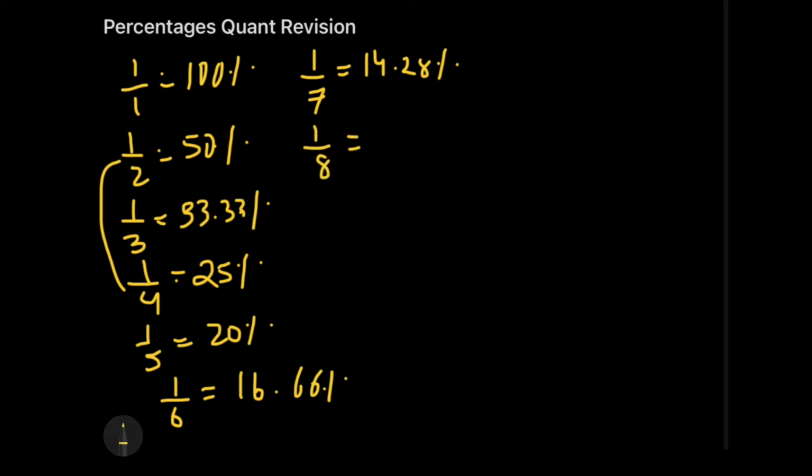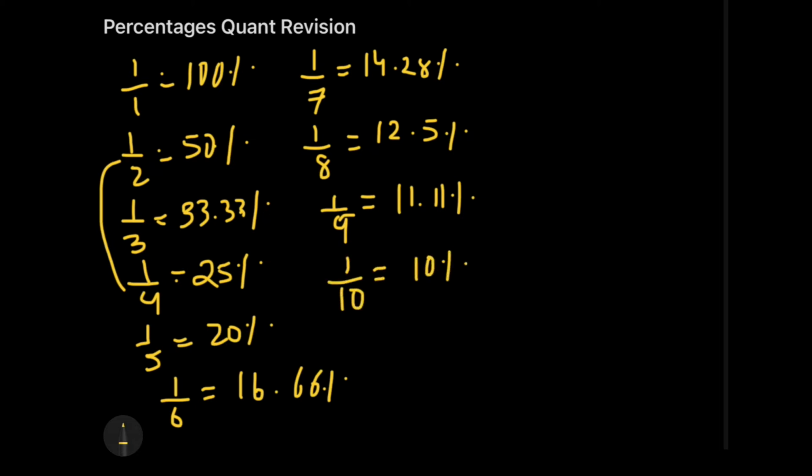1 by 8 will be half of 1 by 4, that is half of 25% is 12.5%. 1 by 9 is nice because it is 11.11%, and 1 by 11 is 9.09%. 1 by 10 will be half of 1 by 5, that is 10%, half of 20, 10%, and as I said, 1 by 11 is 9.09%.